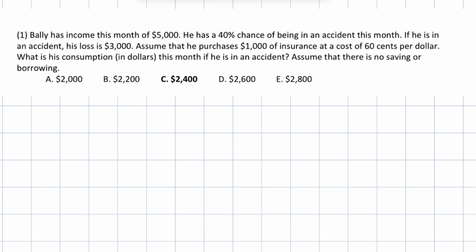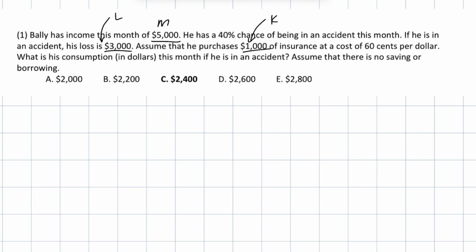It says that his income is $5,000, so here's our M, 40% chance of being in an accident, and if he does, his loss is $3,000, so here's our L. Assume that he purchases $1,000 of insurance. Right here, since his K is not equal to his L, we know that he is not purchasing full insurance because under full insurance, K has to equal L. So we know that he doesn't have full insurance.